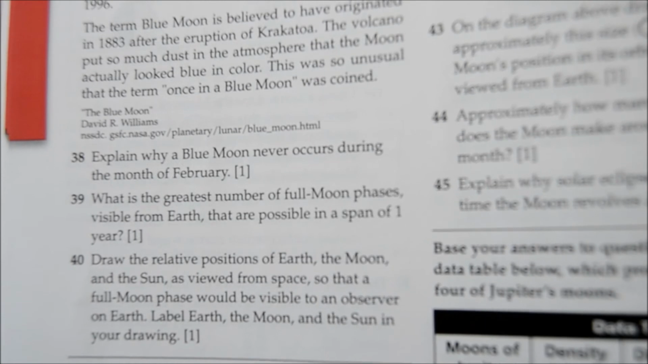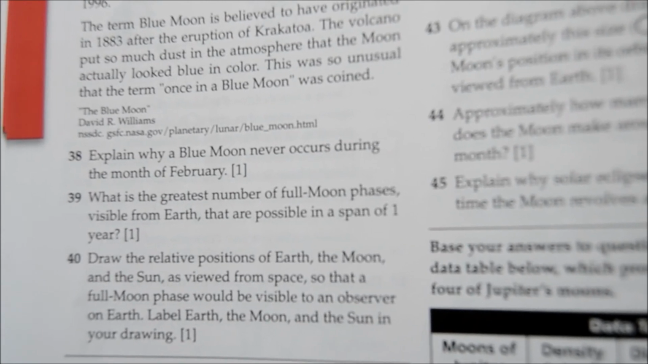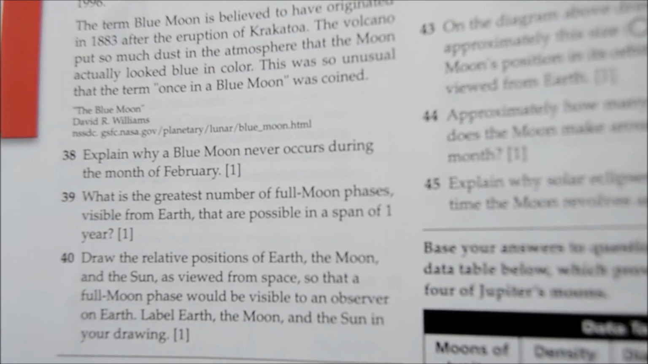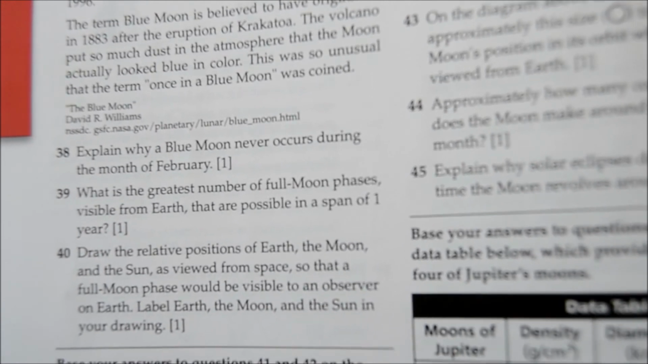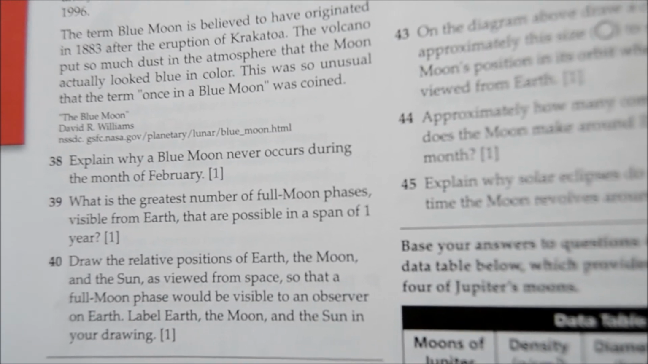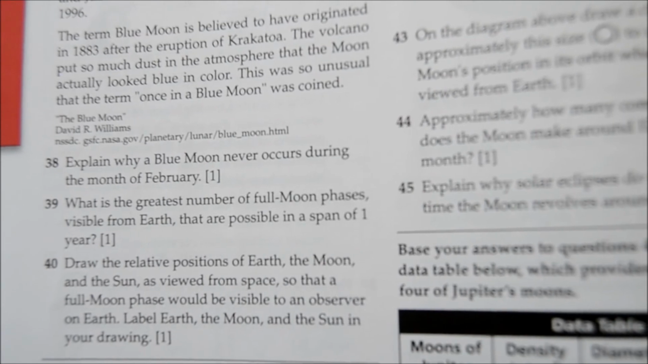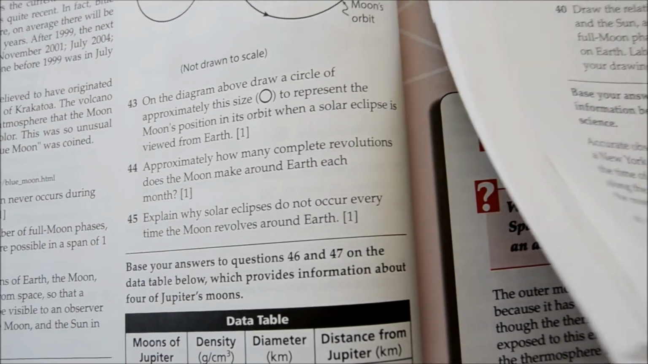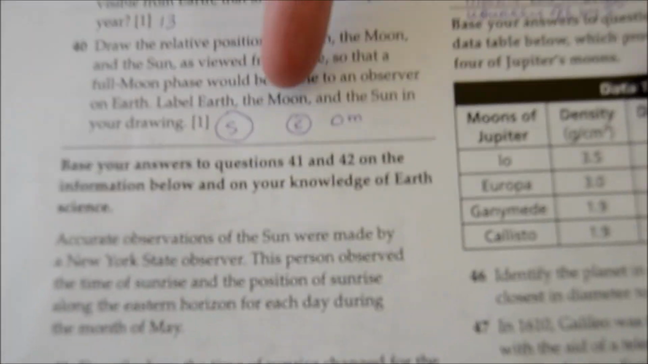Number 40. Draw the relative positions of the Earth, the moon, and the sun as viewed from space so that a full moon phase would be visible to an observer on Earth. Label the Earth, the moon, and the sun in your drawing. I have sun, Earth, moon.